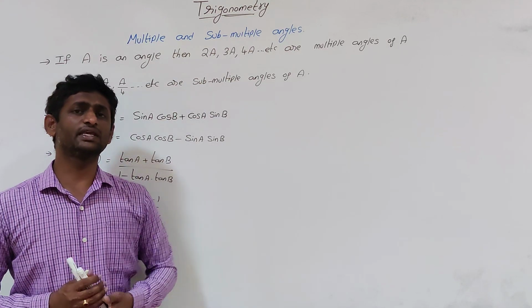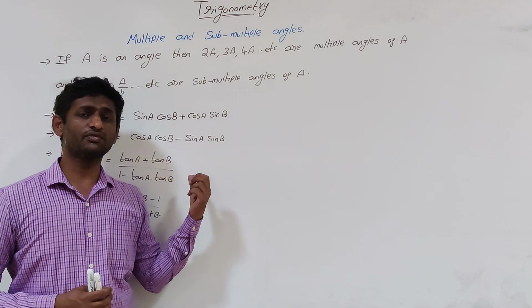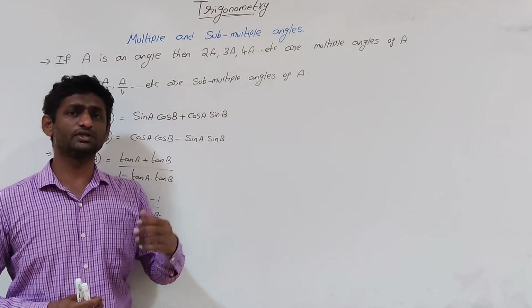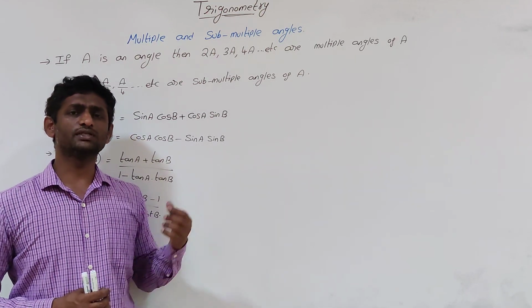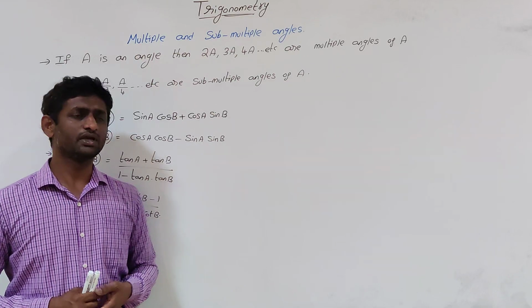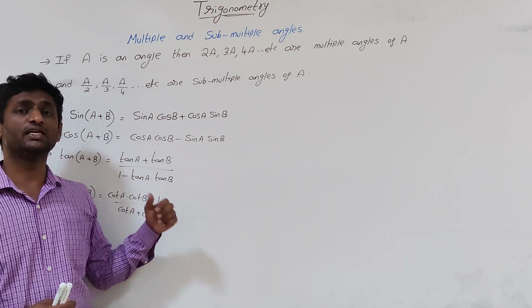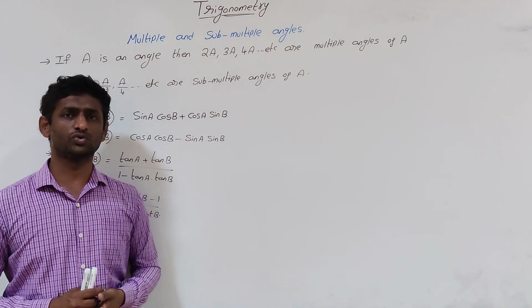So before deriving the multiple angles, that is 2A and 3A, we'll have this small note, that is what we have discussed so far in the previous session, that is compound angles. What is sin of A plus B, cos of A plus B, tan of A plus B and cot of A plus B. With the expansion, with the help of this, we can derive what will be sin 2A, cos 2A, tan 2A and cot 2A.